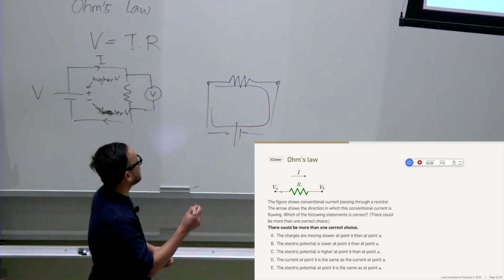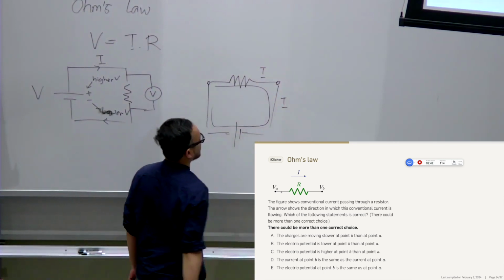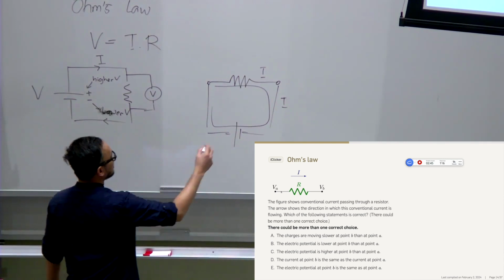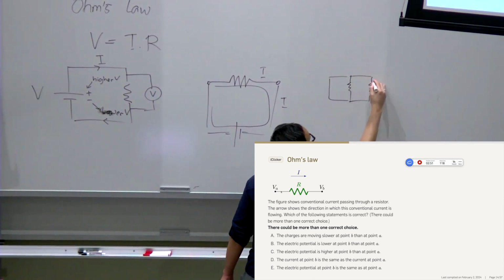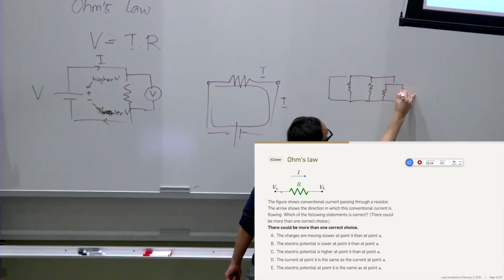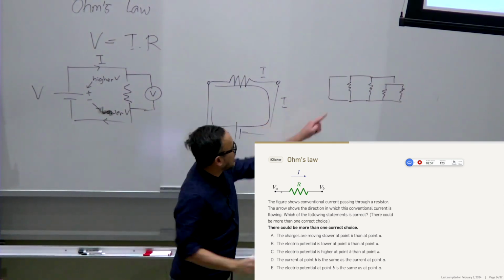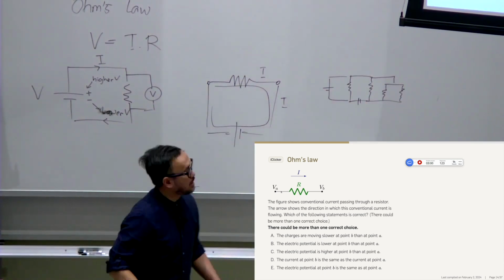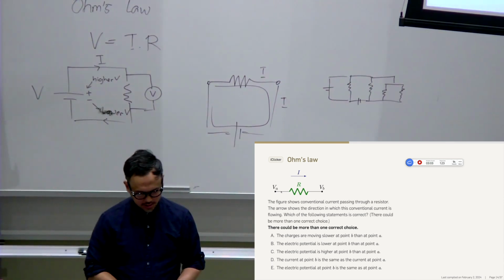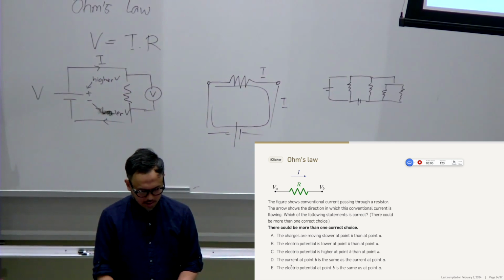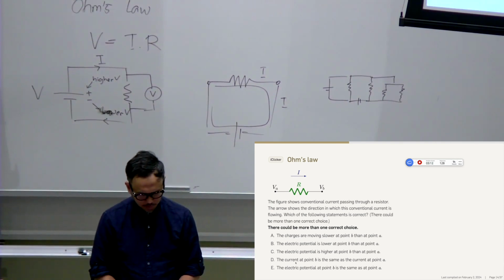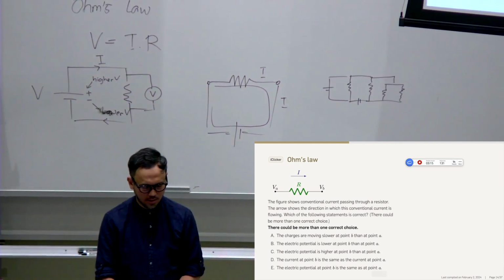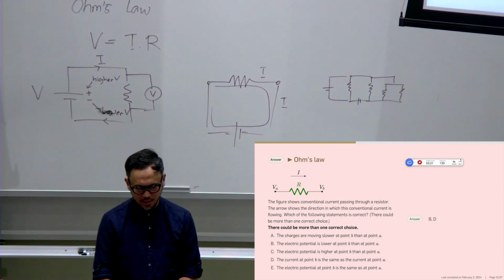The current at point B is the same as the current at point A. Yeah, so the current here is the same. For a simple circuit, soon we will do multiple loops, let's say, something like this, and then the current may not be the same. And there is a battery here, battery here. But for a simple loop like this, the answer is yes, the current stays the same. And then the final option is the electric potential at point B is the same as at point A. So that's not correct. If that's the case, then there is no current. Okay. So the answer is B and D.